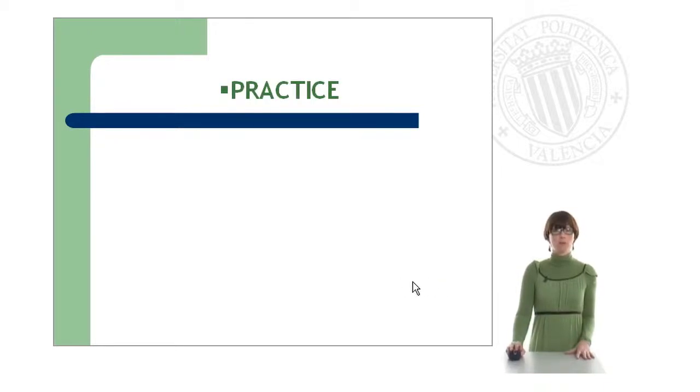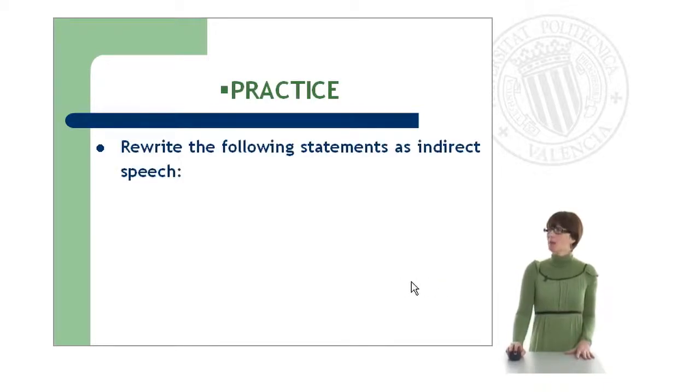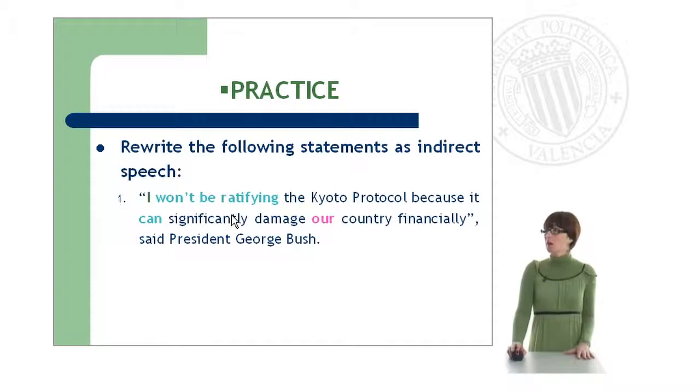Okay, and now let's have a look at some practice. In this exercise, you have to rewrite the following statements as indirect speech. Remember to pay attention to the necessary changes that you may have to do with pronouns, place and time expressions, or verb tenses. Let's have a look at the first sentence. "I won't be ratifying the Kyoto Protocol because it can significantly damage our country financially," said President George Bush.